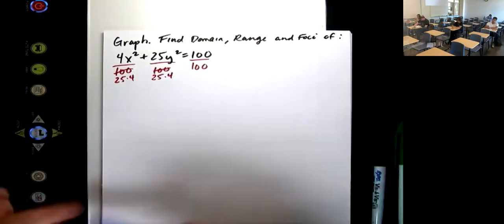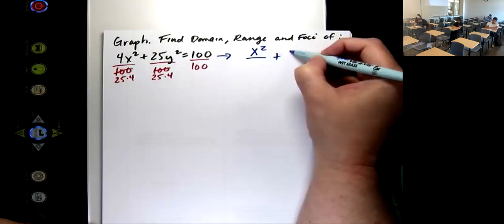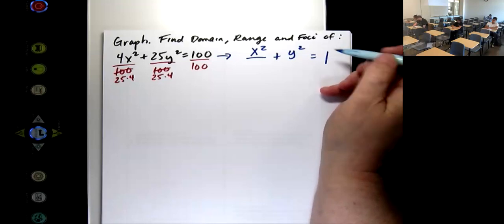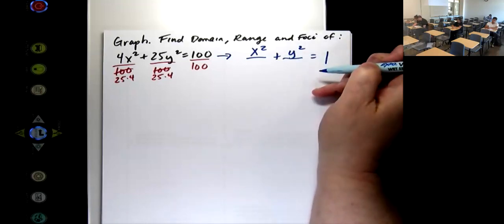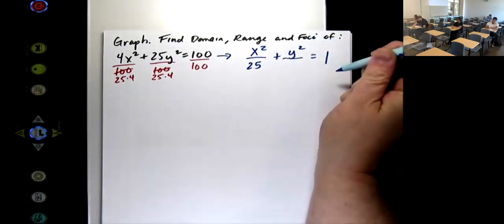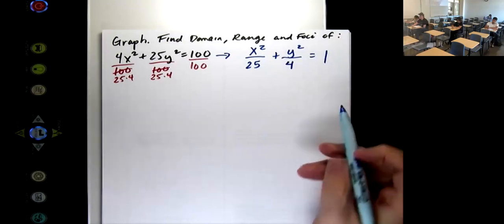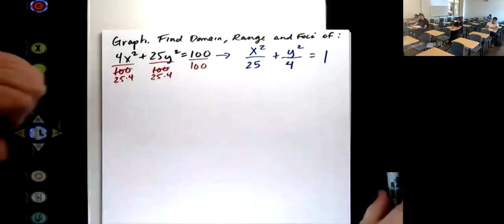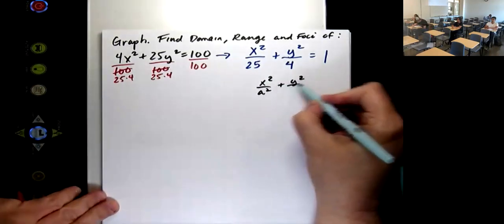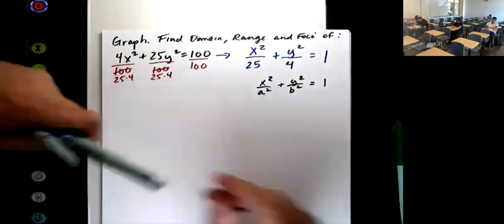So if I rewrite this, what's the denominator for the x squared term? 25. What's the denominator for the y squared term? 4. So now this is in the form that is usable. This is in the form x squared over a squared plus y squared over b squared equals 1. So what does that tell me about A and B?